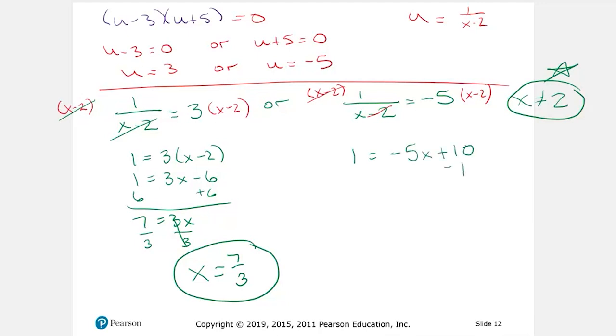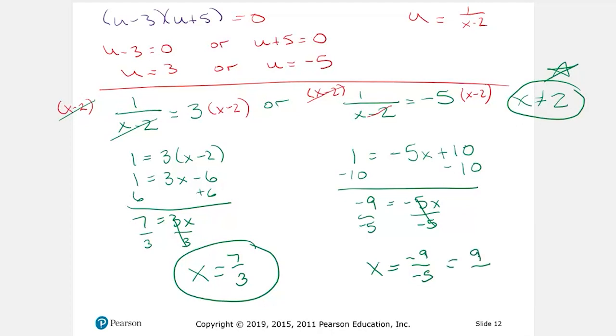I subtract 10 from both sides, and I get -9 equals -5x. Divide both sides by -5. The -5's cancel, and I get x equals -9 over -5. But a negative over a negative is the same as multiplication. They become positive, which gives me 9/5. So x equals 9/5 is my other solution to this problem. So I have two solutions, x equals 7/3 and x equals 9/5.